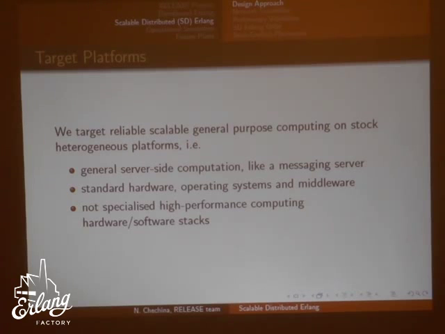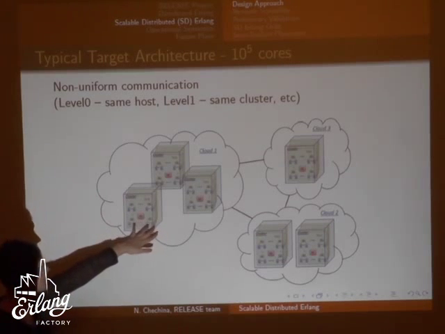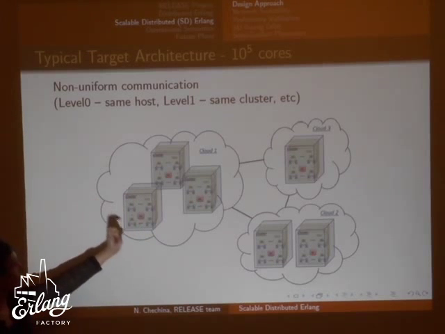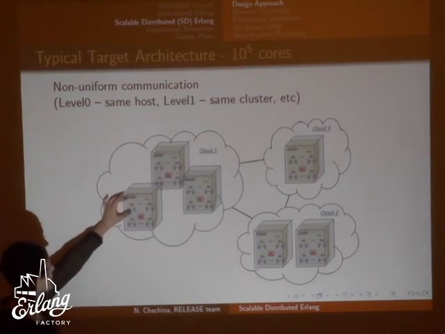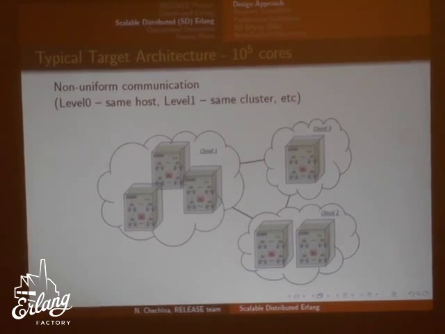The first one is the target platforms. We target commodity hardware. So it's general purpose, standard hardware and operating system, and not specialized. So we thought of something like this. We have clouds, we have clusters, within clusters we have hosts, something like 100 hosts per cluster. And then we have these modules, something like that, that have shared memory. And then we have those modules, around 32, 64 cores sharing a memory as well. So it's a NUMA architecture.